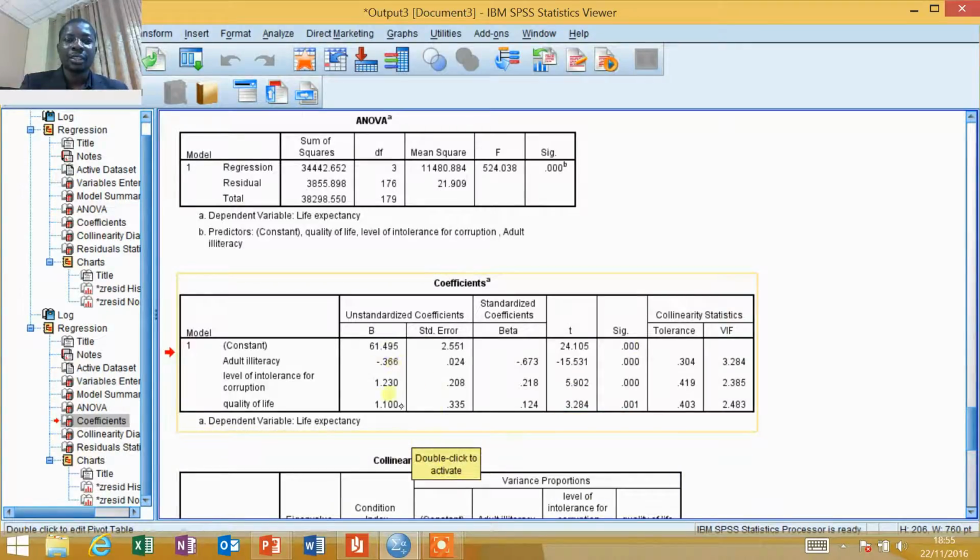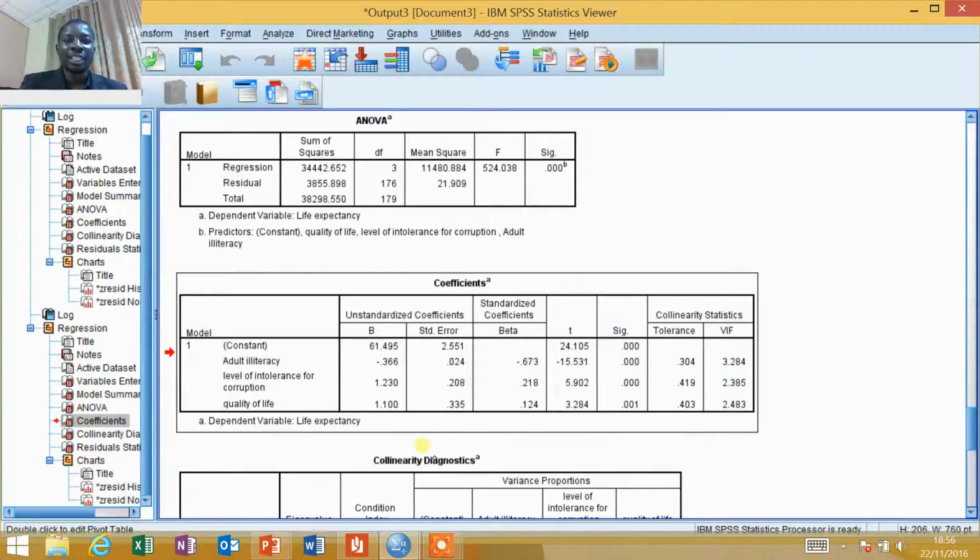So from here, we can interpret the results using the standardized beta: a 1 unit change in adult illiteracy causes a negative 0.366 change in life expectancy. But here we are seeing them as standard deviations. So one standard deviation change in adult illiteracy will cause a negative 0.367 standard deviation change in life expectancy.